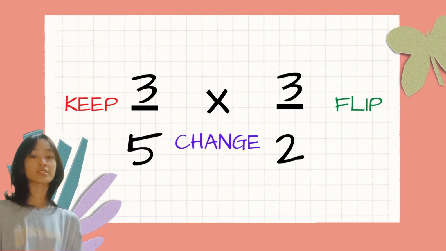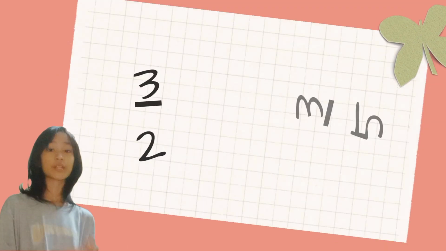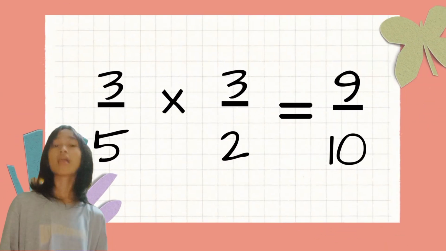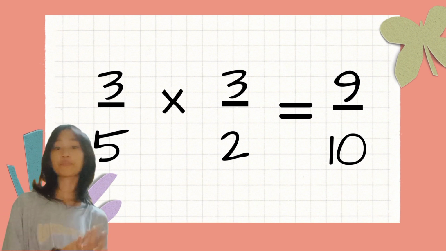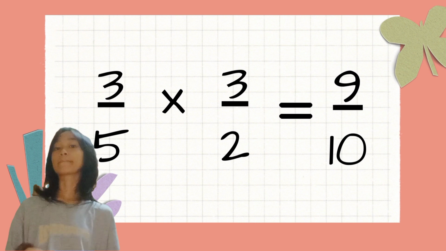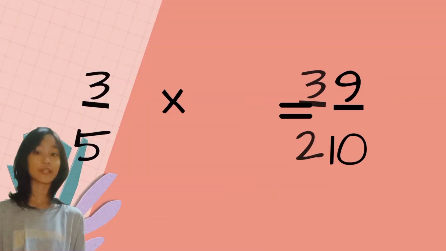The multiplying fractions is you need to multiply the numerators and multiply the denominators. So 3 times 3, that will give you 9 over 5 times 2, that is 10. This is the final answer to number 1, by keeping, by changing, and flipping.